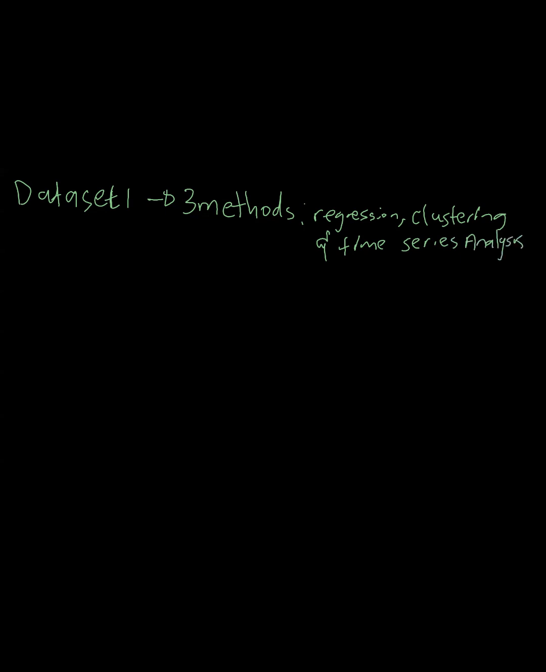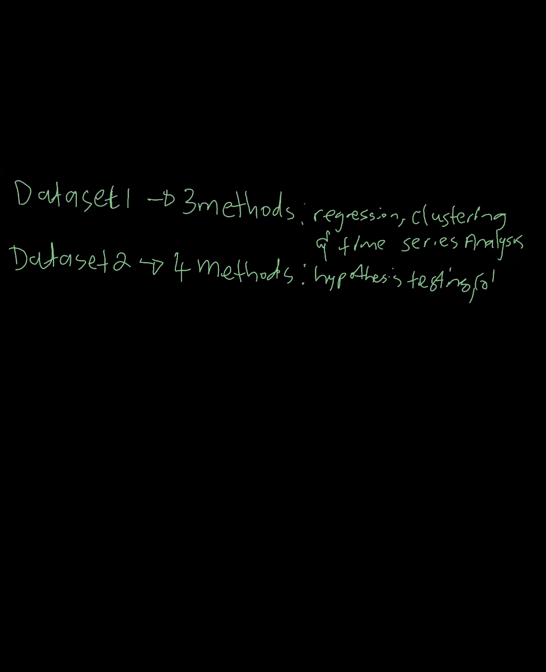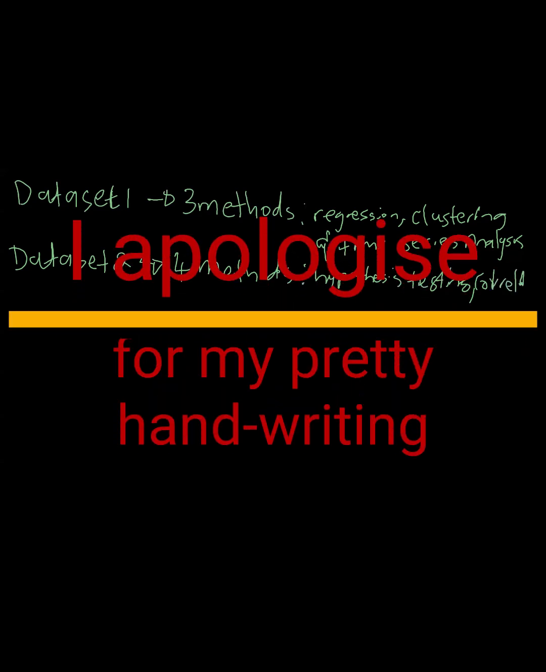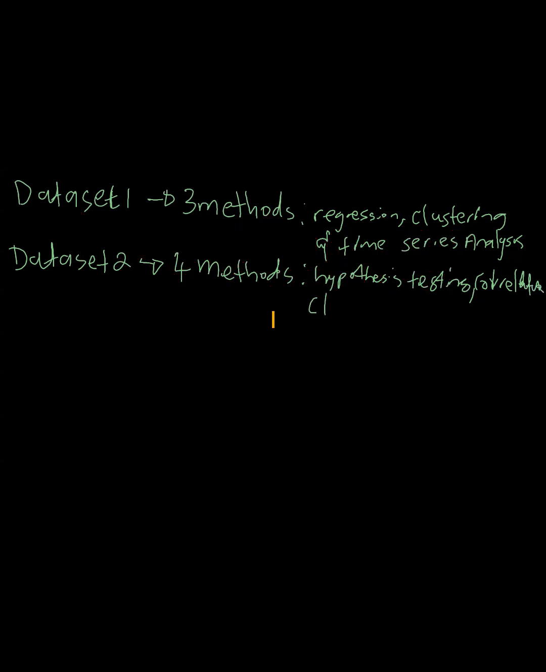Again, we also have data set two, which needs to be analyzed using four methods: hypothesis testing, correlation, classification, and anomaly detection.